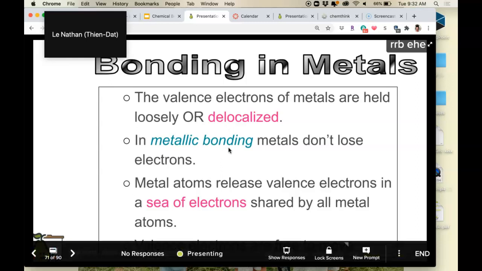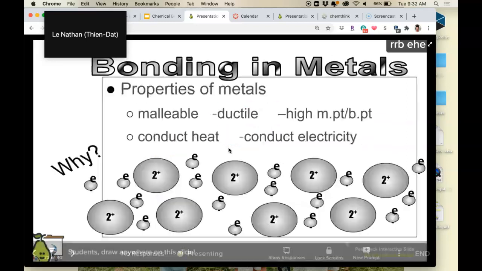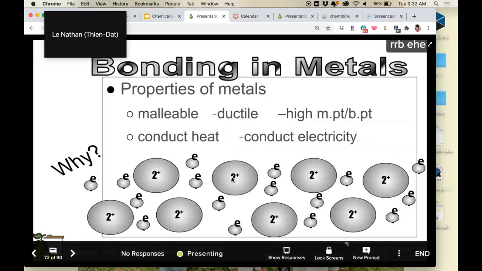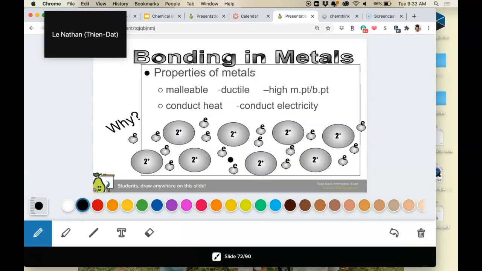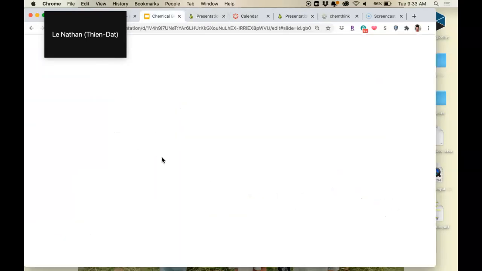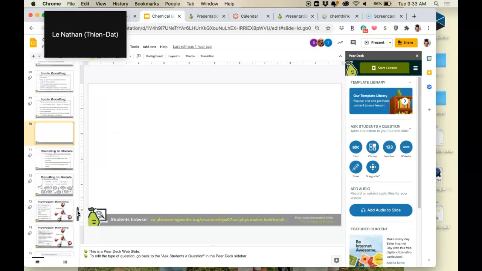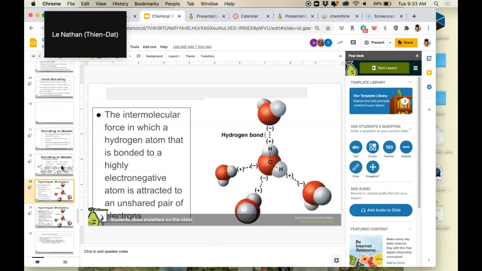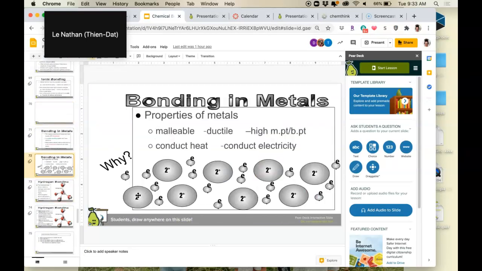I also have an animation for this, and it'll be interesting if it works. I've never tried it on Pear Deck. Let me see if I can click on it. Oh shoot, it's not going to work. So I'm just going to reference back to here because I did have this animated. Now it's not going to work on here. Okay, give me 1 second.